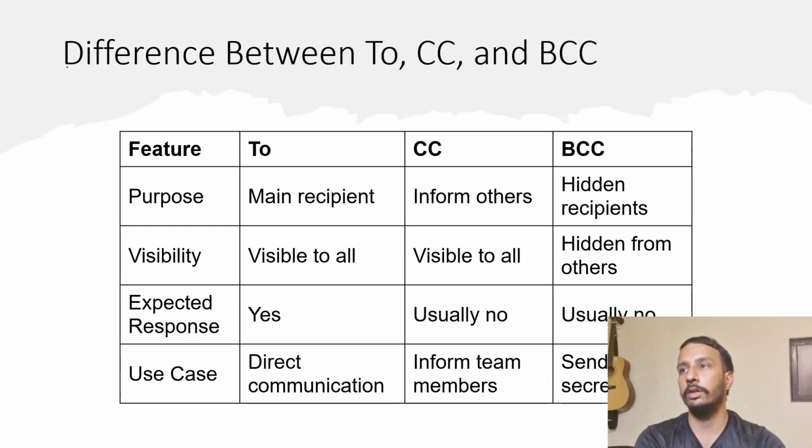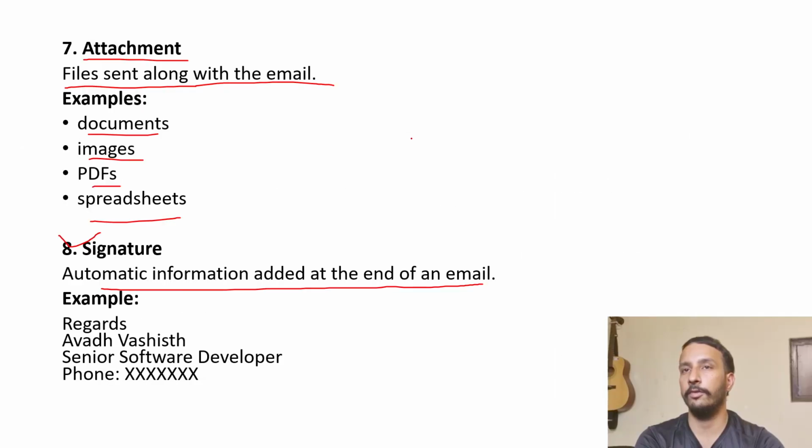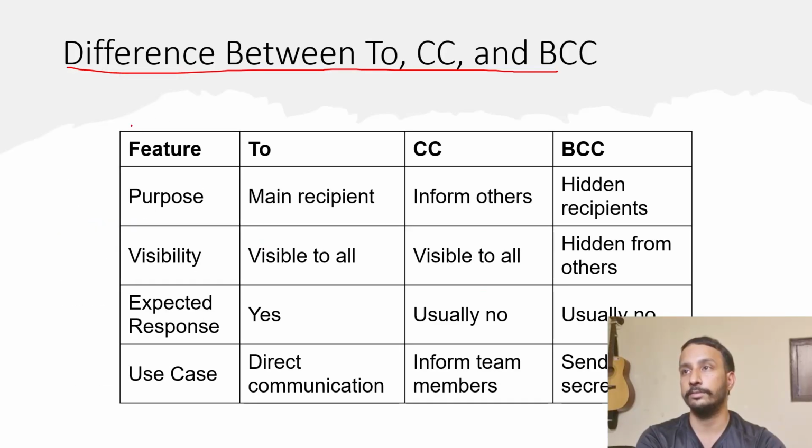Now, I think the parts of the email are clear to everyone. There are 8 parts of an email. Now coming to the difference of To, CC and BCC. We have already discussed what is To, CC and BCC, and most of this will already make sense, but just to revise all this, this table is important. So let's start.